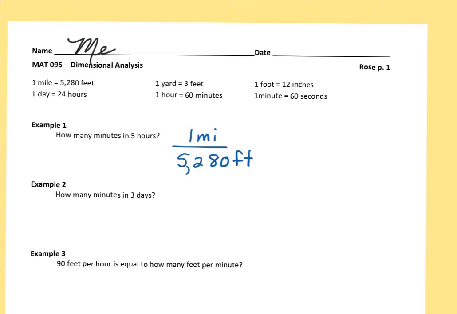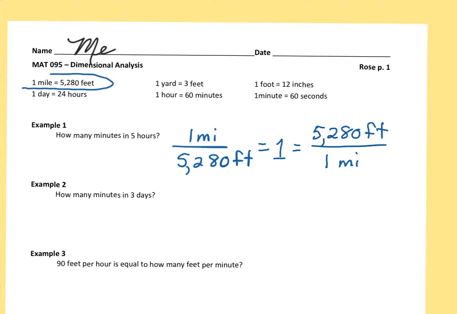Now, the cool thing about that is that not only does it equal 1, but also 5,280 feet divided by 1 mile is also equal to 1. So from this initial fact that we have, we can rewrite 1 in two different formats. Which one will we choose? The one that is most useful in the current situation.